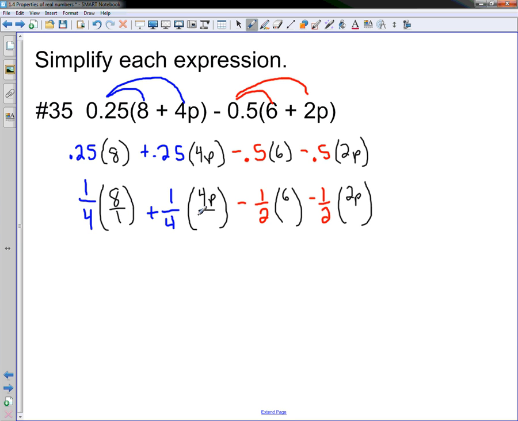So I'm going to make all of these fractions by putting them over 1, and then we can start the reducing process. So 4 and 8 reduce. So this is 1 times 2, 1 times 1. So that just gives me a 2 plus reduce. And 1 times p, 1 times 1. So this is just p. Reduce again. This time I have negative 1 times 3, so negative 3. Reduce. Negative 1 times p is a negative p.